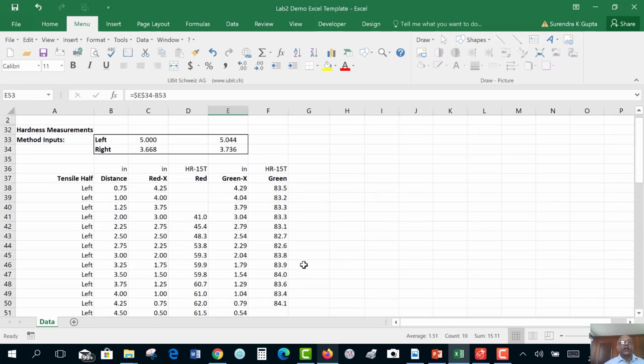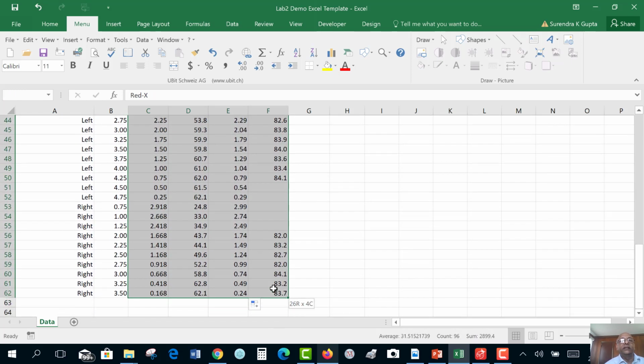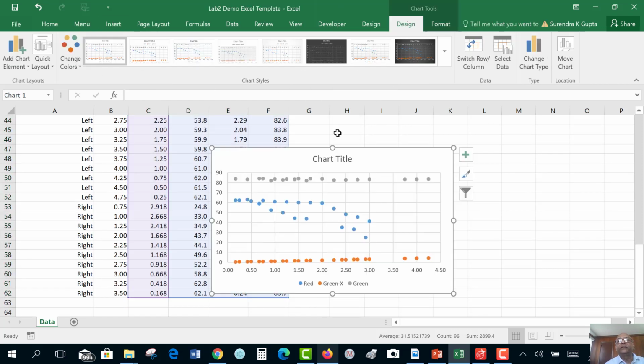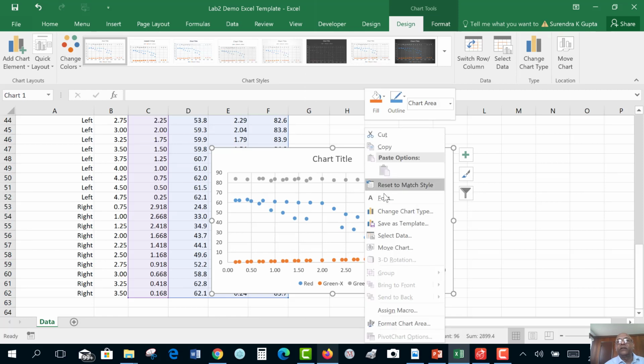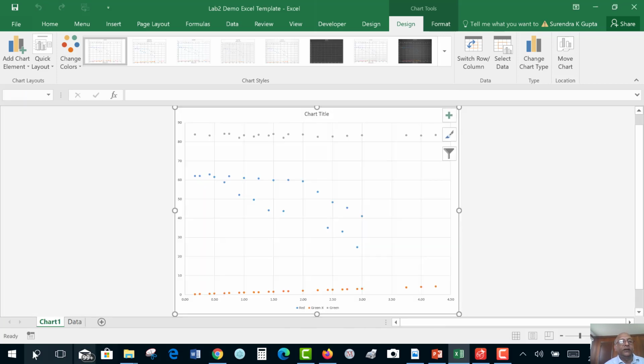Okay, so now you're going to learn some nice tricks. So let's select these four columns: red X, red, green X. X is the x-axis, remember. And we want to insert a chart with dots. As I said, it's always a good idea to move the chart to a full worksheet. So let's name it plot 1.